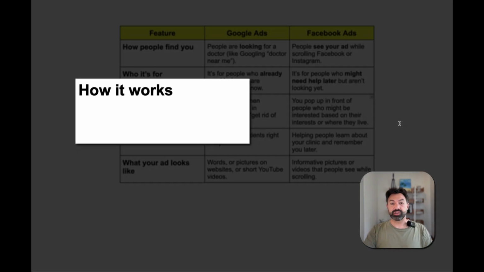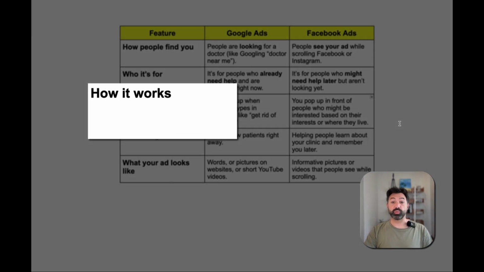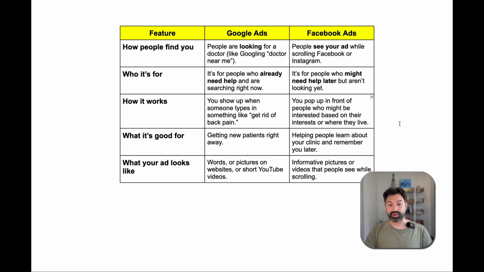Number 3, how it works. With Google Ads, you show up when someone types in something like get rid of back pain, dentist for tooth removal. So you're showing up in a very, again, I'm painting a theme here, a very high intent moment. So your ad will show up when someone types that keyword in.